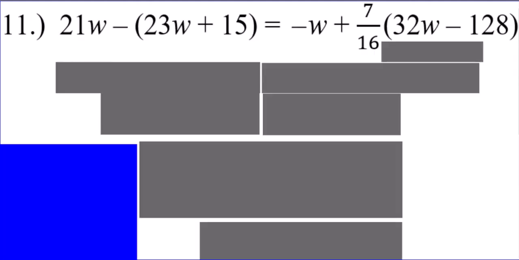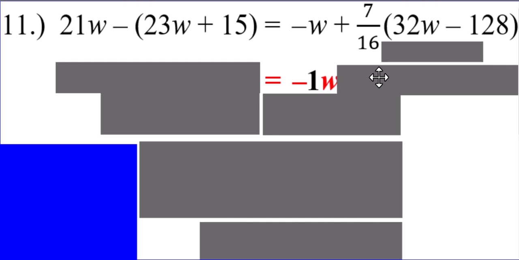Okay, last problem, and this was probably the most complex one. We got a fraction multiplier. We had a negative w, which is like negative 1w. We also had a minus to the left of parentheses here, so we're going to have a lot of stuff to do. Let's go ahead and start here with the left. Well, I guess I started with the right. Let's start with the right.